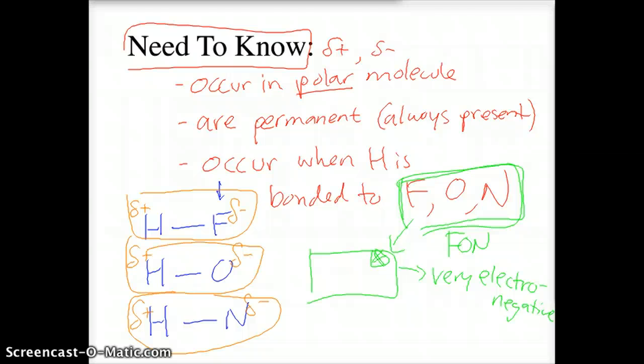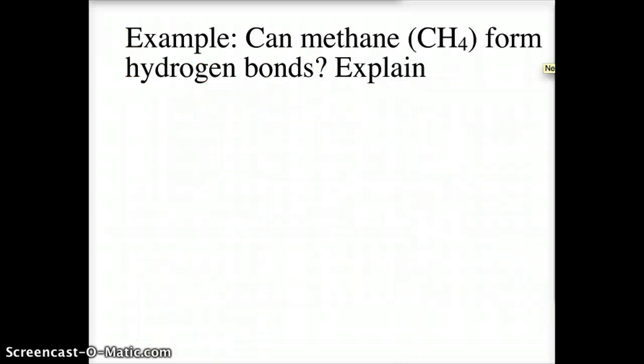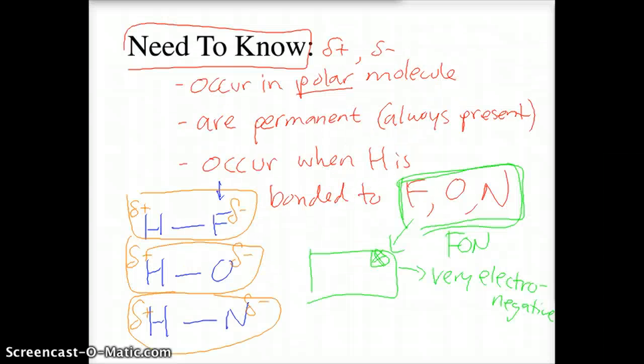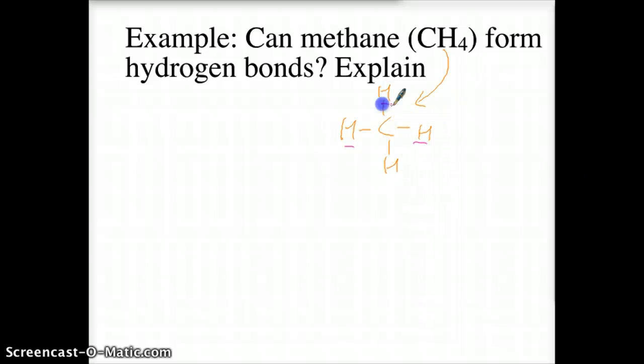So, for example, if we looked at a question like this: can methane, CH4, form hydrogen bonds? Explain. Well, let's think about the Lewis structure for methane. It's CH4. When we're asking ourselves, could the molecule have hydrogen bonds? Remember, in order for something to have hydrogen bonds, the hydrogen must be bonded to a F-O-N: a fluorine, an oxygen, or a nitrogen. Here, we have hydrogens, but they're not bonded to a fluorine, an oxygen, or a nitrogen. None of them. It's bonded to carbon.